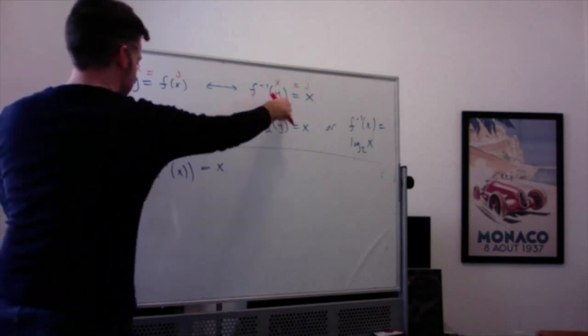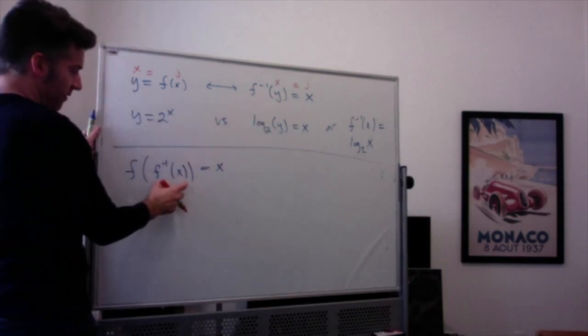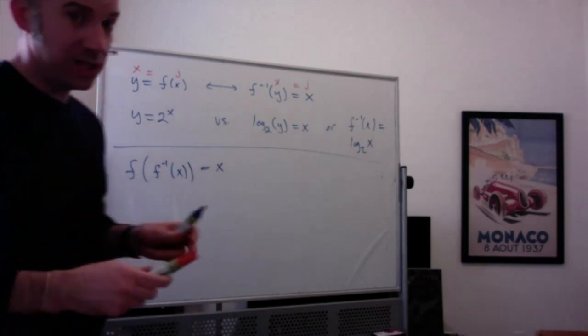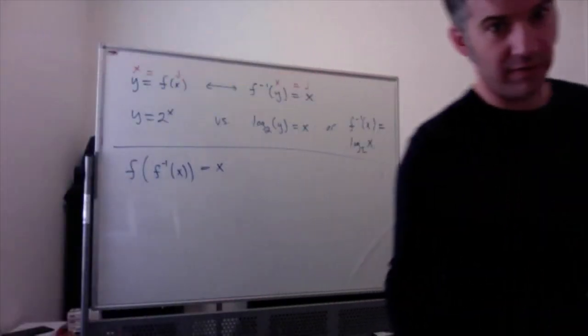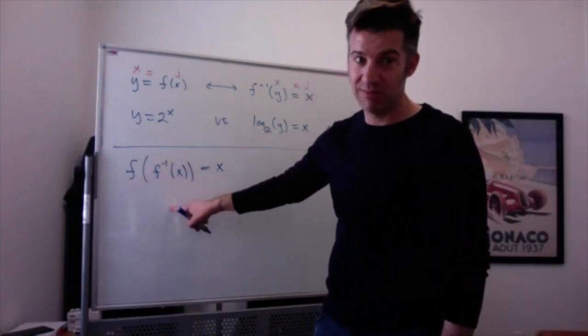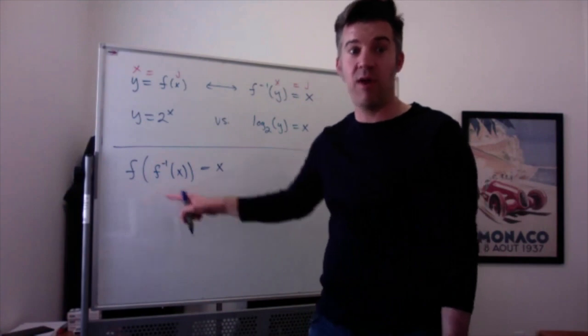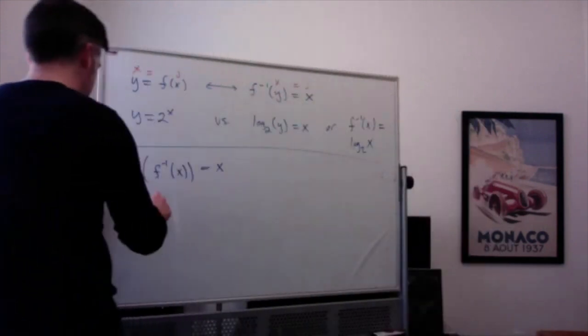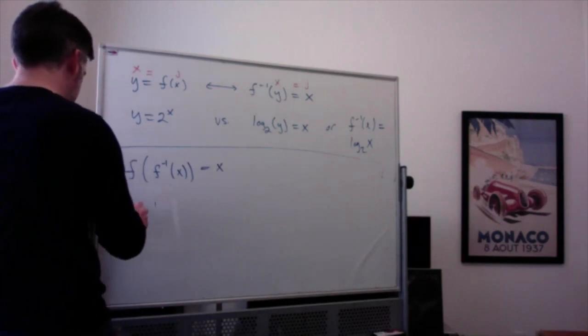So f inverse of x equals j, and then f of j gets us back to x. Okay. And now we're going to use the chain rule to take the derivative. I'm going to take the derivative of f of some stuff. Well, it's going to be f prime of the stuff times the derivative of the stuff. So the derivative on this side is going to be f prime of my stuff.